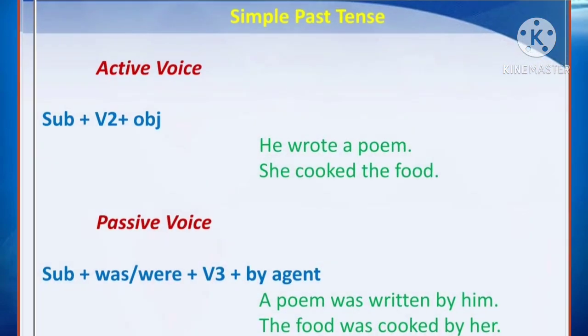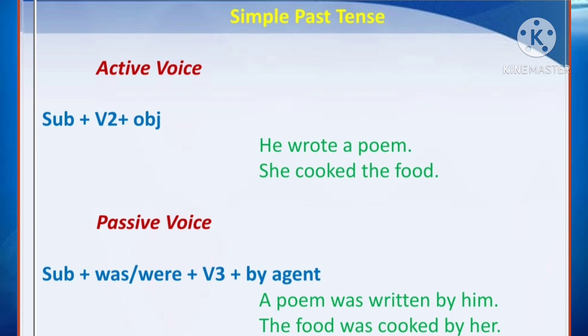Next, we will study how to form a simple past tense sentence in active and passive voice. Active voice, the rule is subject plus V2. V2 means past form of the verb plus object. Examples, he wrote a poem. He is the subject. Wrote is a past tense of write. Wrote is a V2 form of write plus object. Object is a poem. She cooked the food. She is the subject. Cooked is a past tense or V2 form of the verb cook plus object, the food.